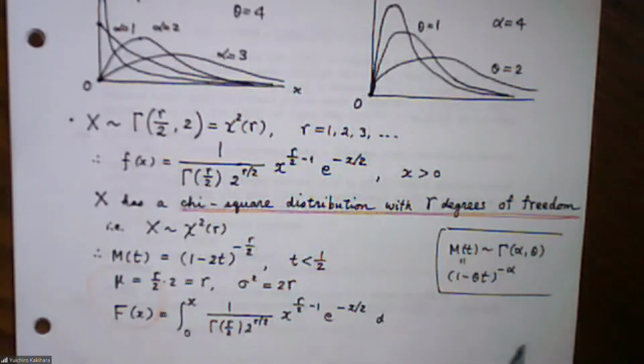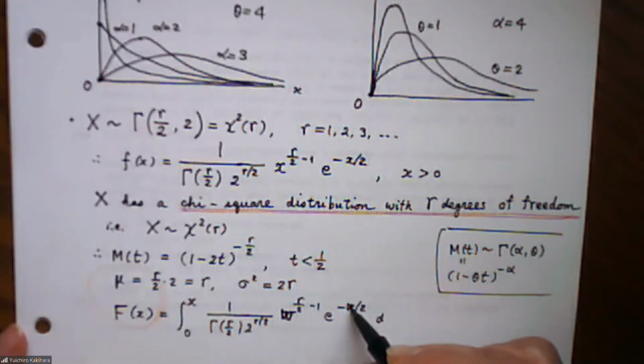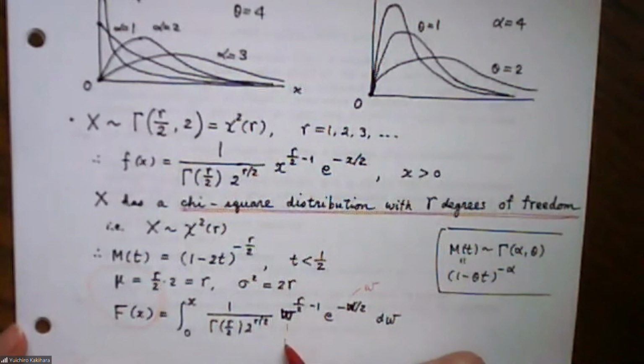Oh my gosh. I should use the other symbol, right? Not x, but say, do you like y or w? Okay, I'm going to use w. Sorry, this is w, this is w, and dw. We can't use x, because x is already here. So w, sorry.